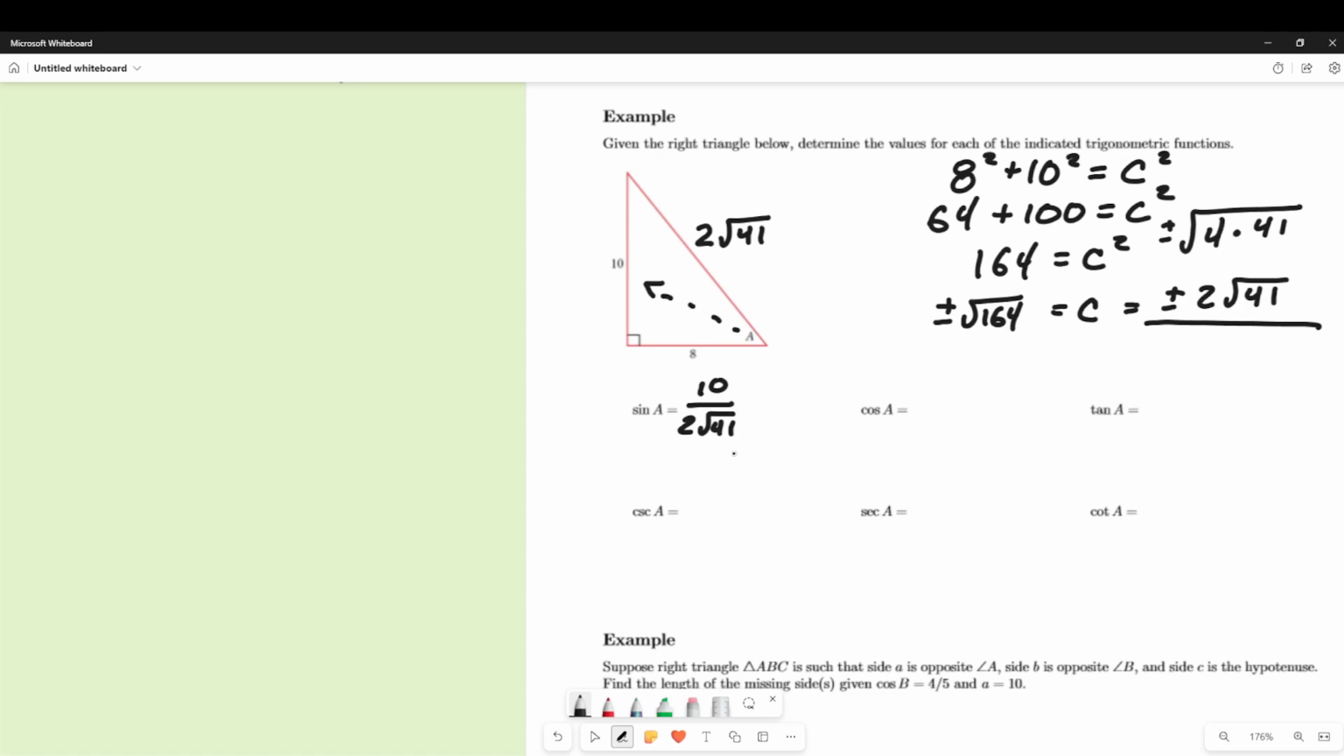Now you may look at that and go, wait a minute, aren't we supposed to rationalize our denominators? Shouldn't we clean that up? And you are absolutely correct. You should totally clean that up. I might get rid of that 2, just right off the bat. And then that's going to be 5 square root of 41 over 41 when nicely rationalized.